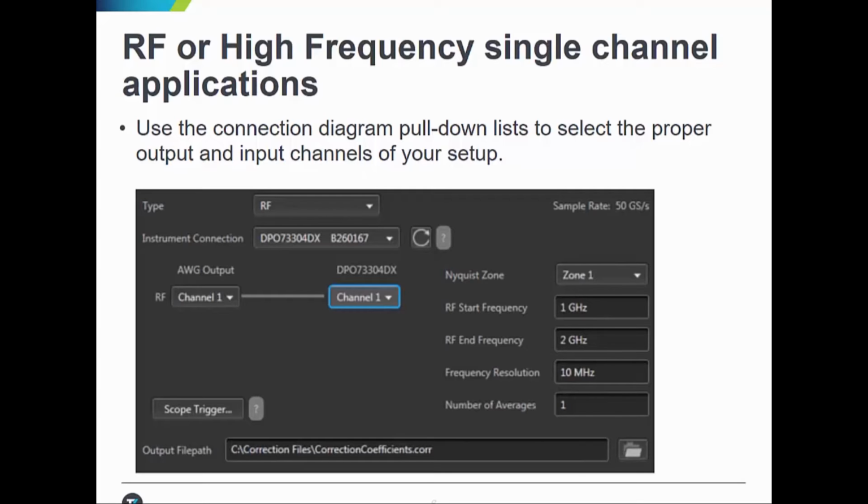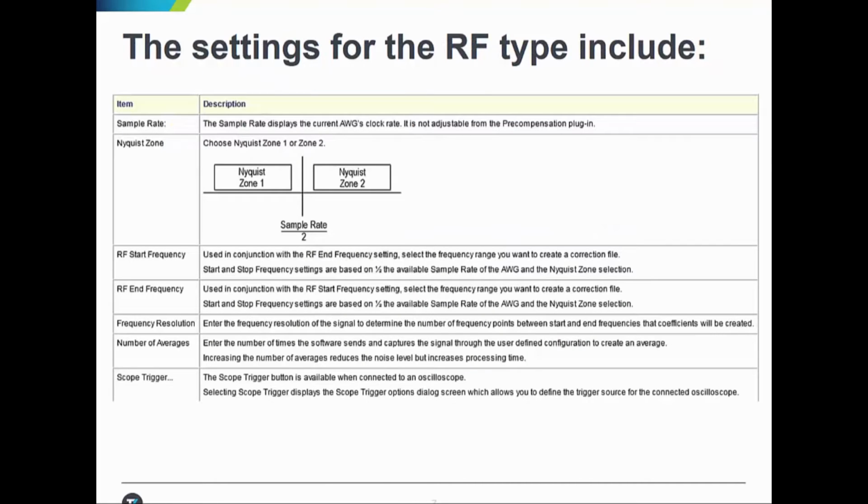In the example shown, the signal is being output from the channel 1 of the AWG and input to the channel 1 of the connected oscilloscope through the system cable devices that will be used in the final testing. Here we can see the definitions of the menus available. The sample rate is basically just an indicator of what the sample rate is when you started this process.